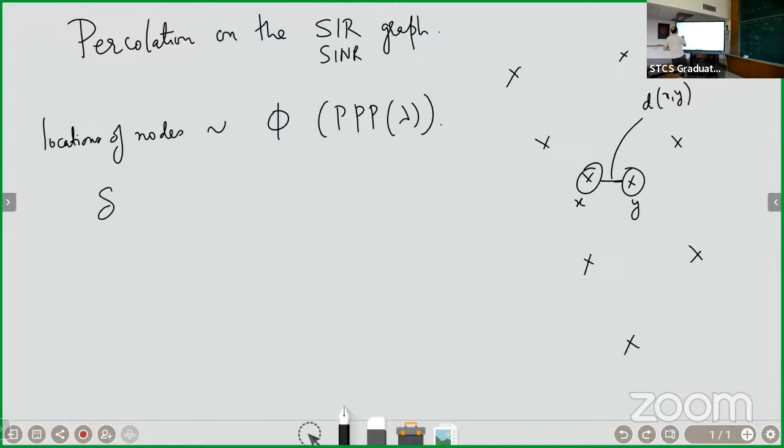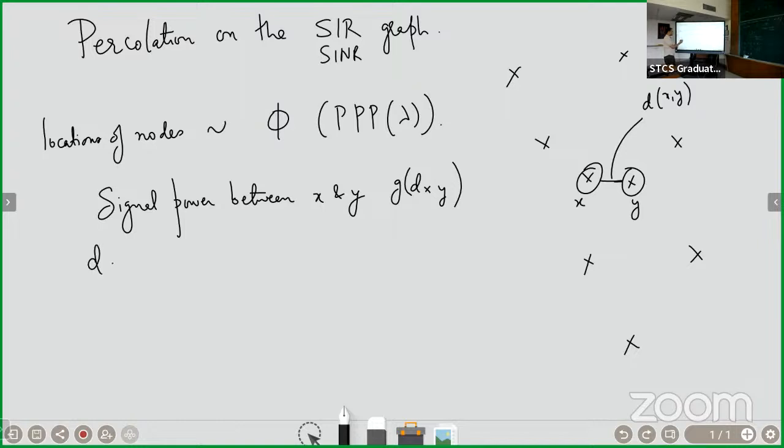So the signal power between x and y is some function g of d of xy. g can be any decreasing function. In particular, most often used is g(r) = r to the minus alpha, where alpha is greater than or equal to 2. We'll write everything in terms of g. You can make it the particular special case where it is a power law.